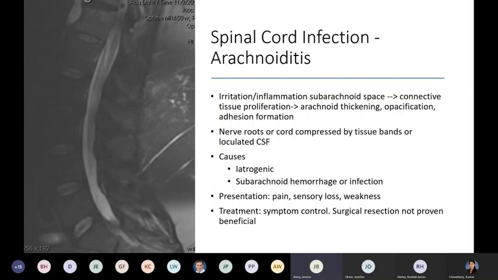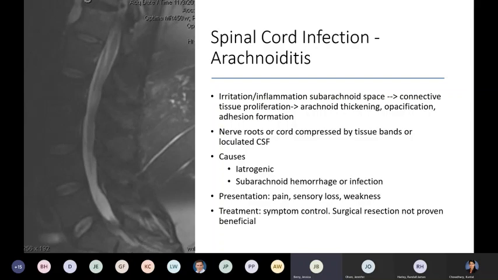On MRI, you're going to see diffuse abnormal T2 enhancement along the involved areas, and this is most commonly going to occur in the conus and cauda equina area, as you can see with all this diffuse T2 signal abnormality on this image here.